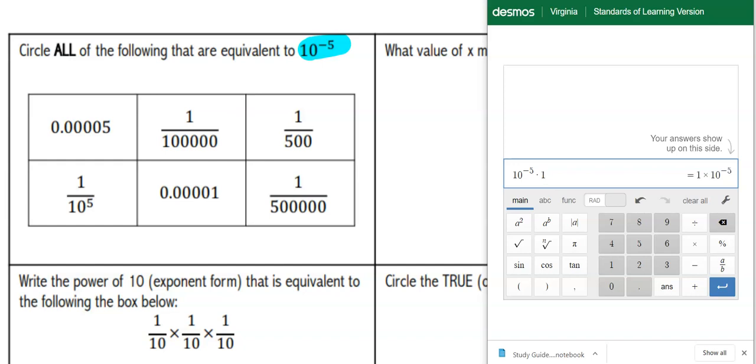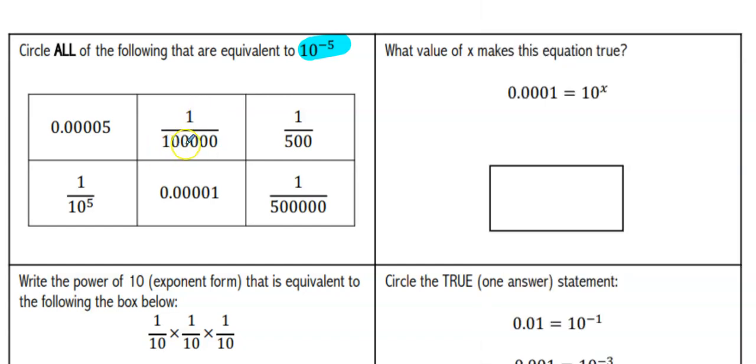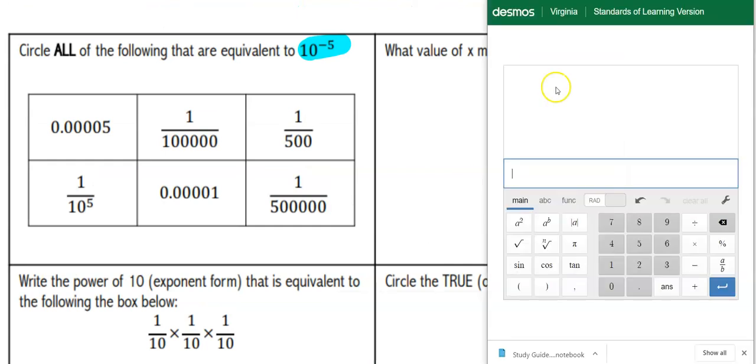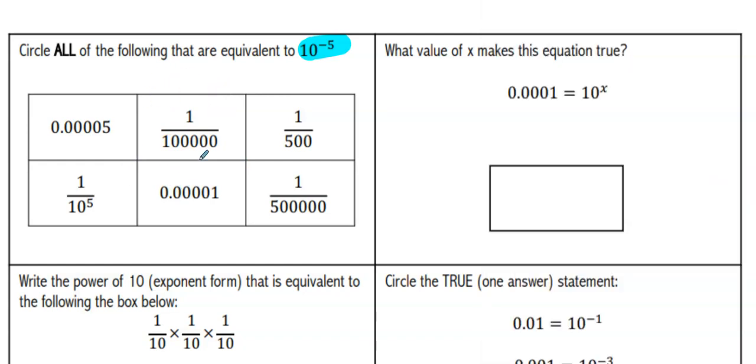What's going to happen is if you have those numbers that are bigger, it's a little bit harder to do with Desmos using the exponent, but you can go the reverse direction. So what I can do is put in one of these choices. I'm going to put in 1 over 100,000 into my Desmos calculator. So I'm going to put in 1 divided by this right here, 100,000. Okay, and you notice if I put in 1 over 100,000, it gives me 10 to the negative 5. So it matches, and I'm going to circle this as a choice.